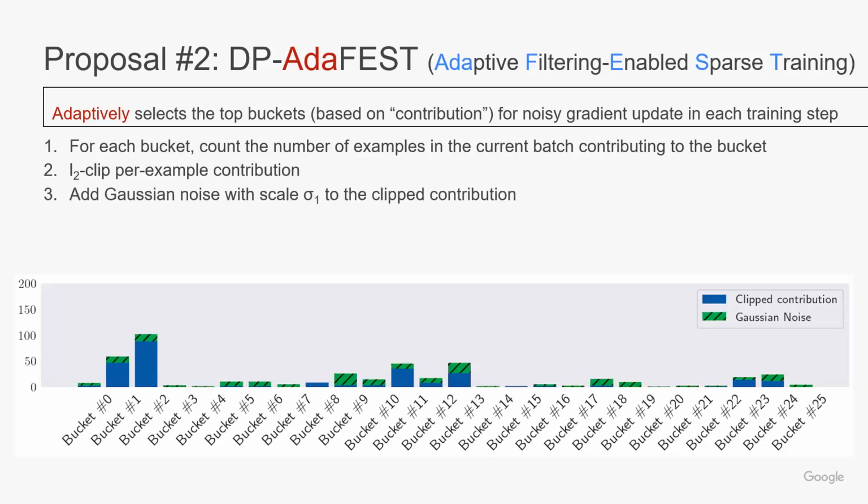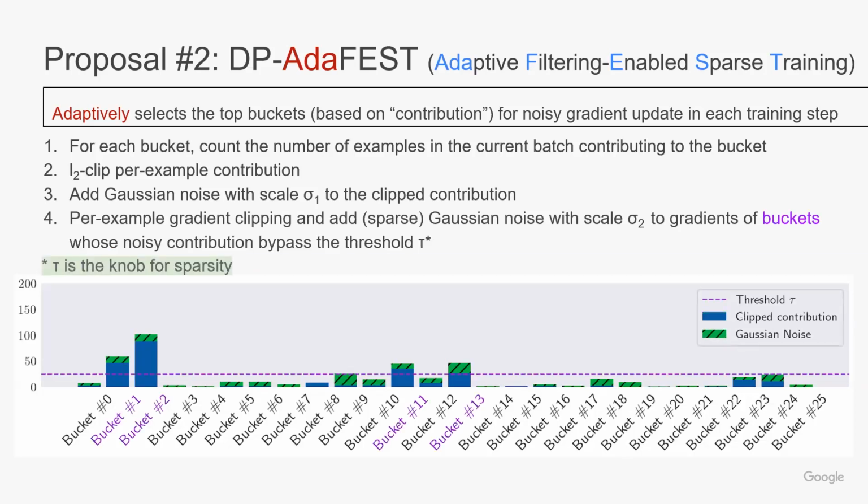We then add Gaussian noise with scale sigma 1 to the resulting contribution vector to ensure DP. And then the noisy batch-wise gradient contribution will be thresholded using a parameter tau to exclude the non-significant gradient entries to which only a very few examples in the batch contribute. And finally, the algorithm updates the model parameters by adding gradient noise with scale sigma 2 to the surviving gradient entries, which are highlighted in purple here.